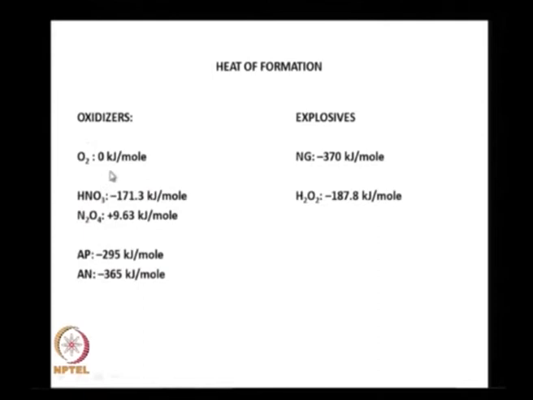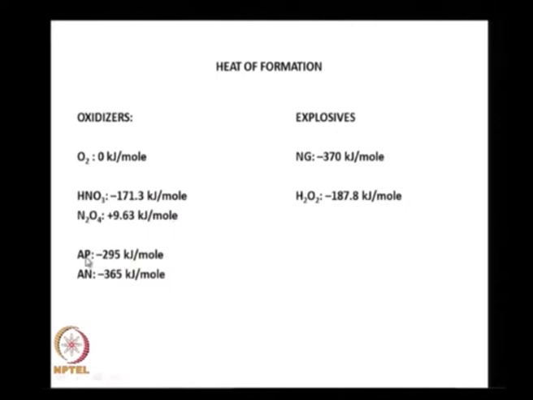Well, an oxidizer, now I can go a little faster, oxidizer could be oxygen. Oxygen is an element, and at standard condition the heat of formation is 0. If I have nitric acid, well, it is an oxidizer, it is minus 171. If I remove H from it and make it into something like dinitrogen tetroxide, N2O4, which is again a volatile liquid, I get something like plus 9.63 kilojoule per mole.